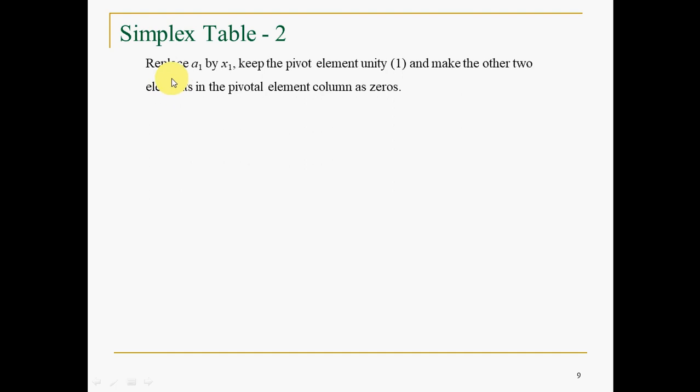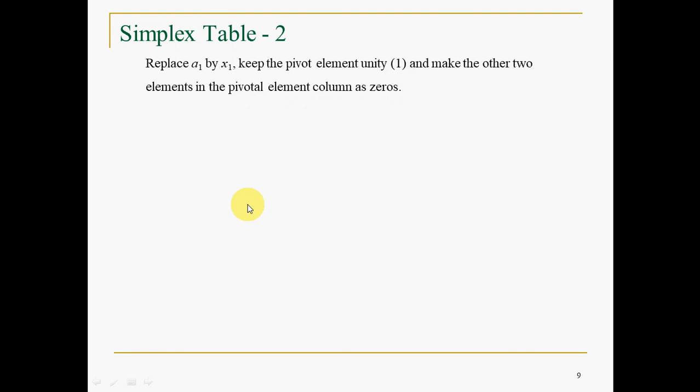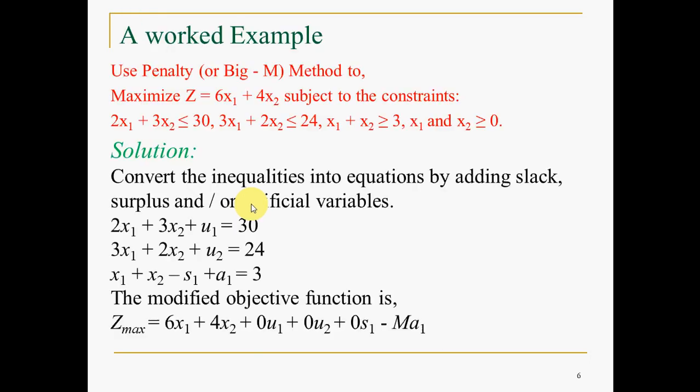Same thing I have repeated here. Replace A1 by X1. Of course, you have to use the appropriate coefficient also for X1. Keep the pivot element, that is P, as 1, and make the other 2 elements of the pivot column 0. See, what has happened here? The artificial variable was eliminated, so hence that will not appear here. It is removed and replaced with X1. What is the coefficient of X1? You have to recall the coefficient of X1 in the objective function, which is 6. That coefficient I have written in the table.